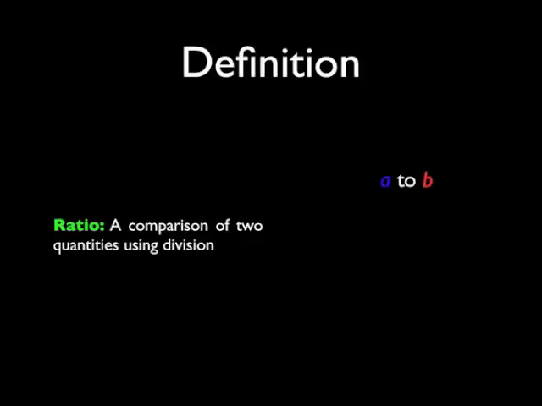The first way is to use English, A to B, where A and B are numbers. The second one is using a colon. So A to B, again, is how we read this. And then the third one is using the vinculum, or the division bar. Again, we can read this as A to B. A lot of people will read this as A over B. And of course, some people will read it as A divided by B.